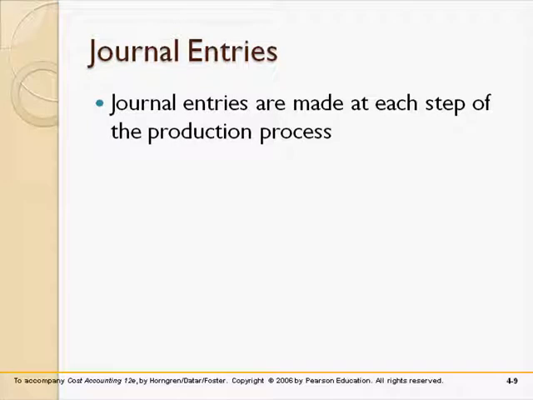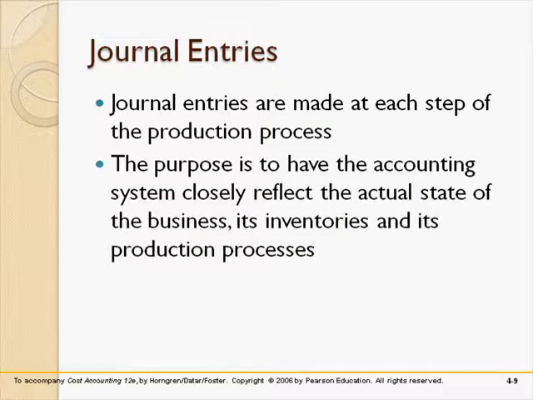Okay, now with regard to journal entries that go into job costing, we make them at each step of the production process. So in other words, anywhere we can identify costs that relate to the job and we can identify them at that point, then we go ahead and we make that entry. The purpose is to have the accounting system closely reflect the actual state of the business, its inventories, and its production process at any point where we would assemble financial statements.